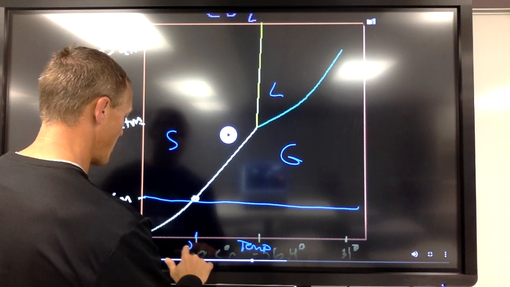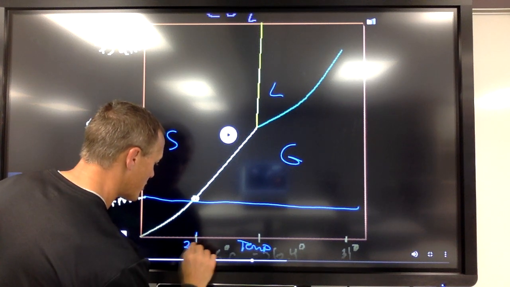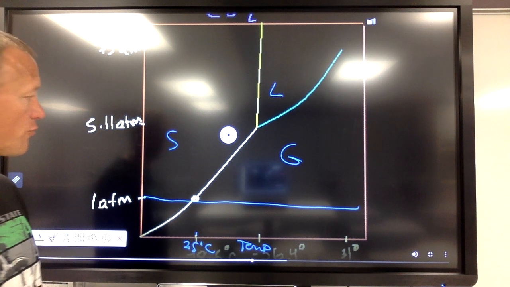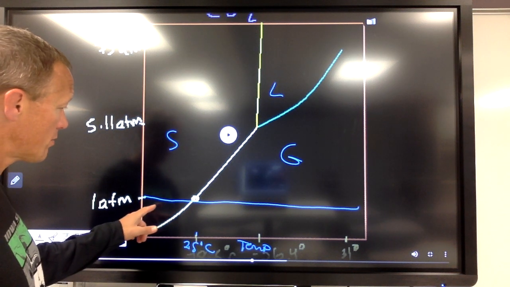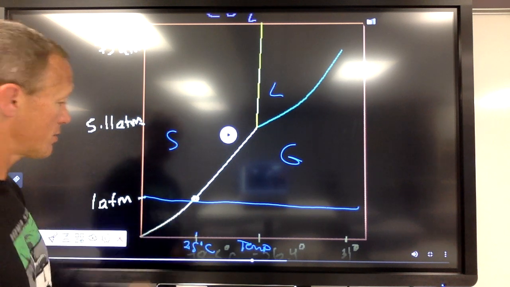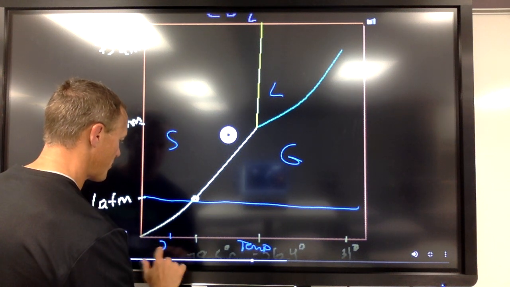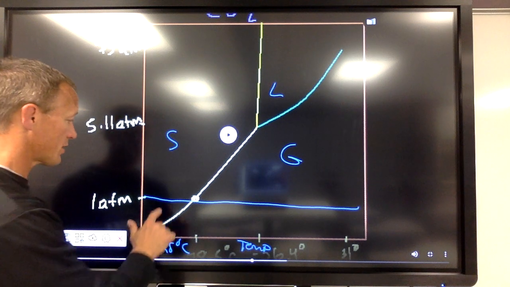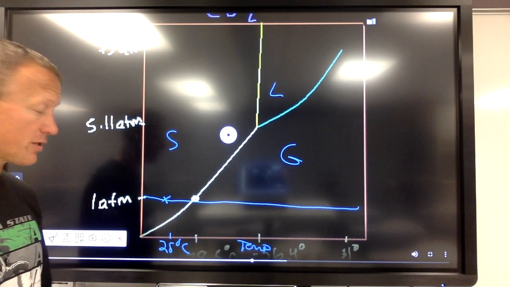Let's say right here is 25 degrees Celsius. That is basically room temperature. Let's say 25 degrees Celsius right here. So in this room, this substance would be a solid at 25 degrees Celsius.